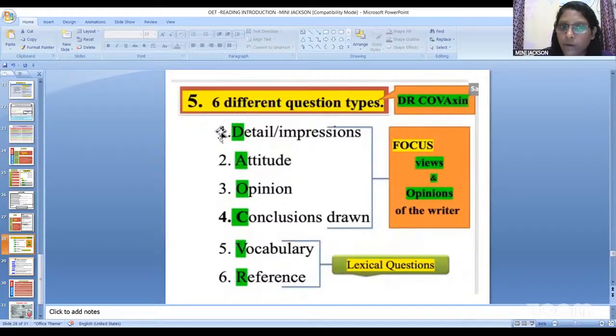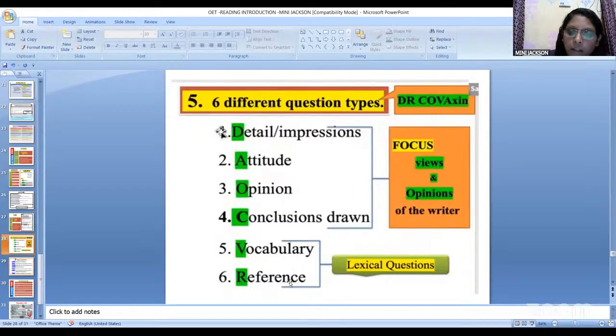So we have to understand there are 6 different types of questions. The first 4 types we will consider under the focus, that is the views and opinions of the writer. The writer's opinion or views will go into focus. But for lexical type questions, we need to focus on the vocabulary.